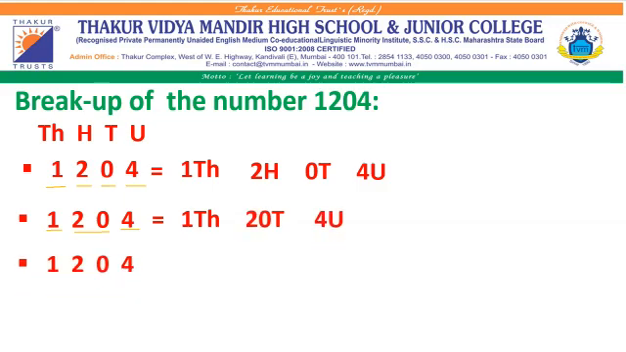Now the next breakup. It will be double, single, single. So it will be 12H, 0 tens. If you don't mention 0 tens, then also it's fine. And 4 units.